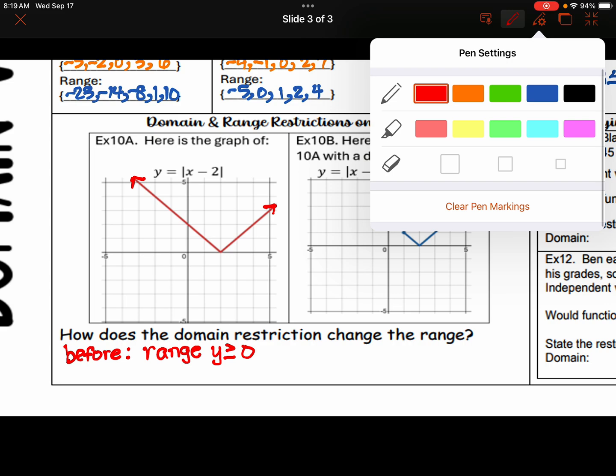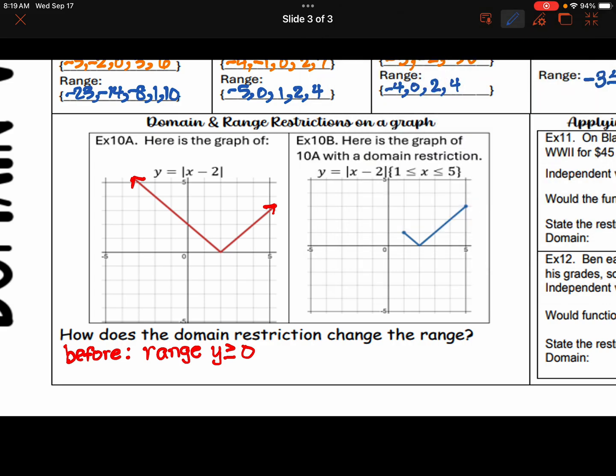Now, over here, I have said, okay, start it at 1, stop it at 5. So I restricted the domain. And I am asking, what does that do to the range? So now let's look. After, now my range still has a low point at 0.